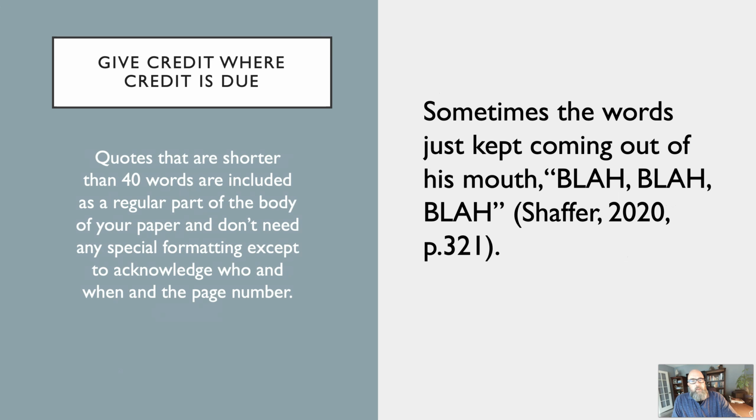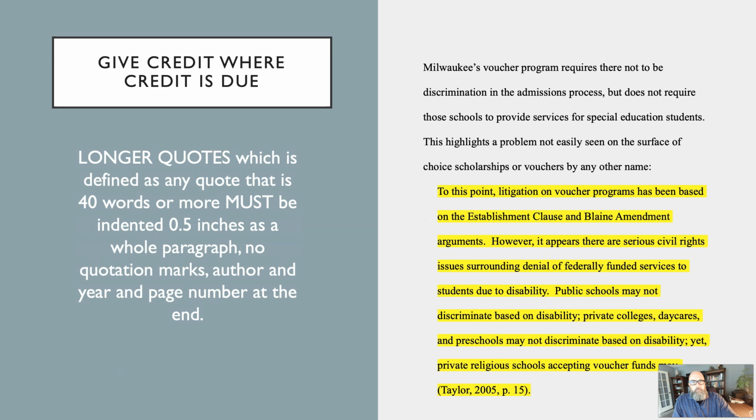So, when we look at what about quotes that are shorter than 40 words? If it's less than 40 words, and that's the critical number there, then you don't need any special formatting, except that if it's a direct quote, you're going to put the name of the person who wrote it, the year that it was written, and the page number. Anytime, and I'm emphasizing that, anytime you have a direct quote, then you have to provide a page number.